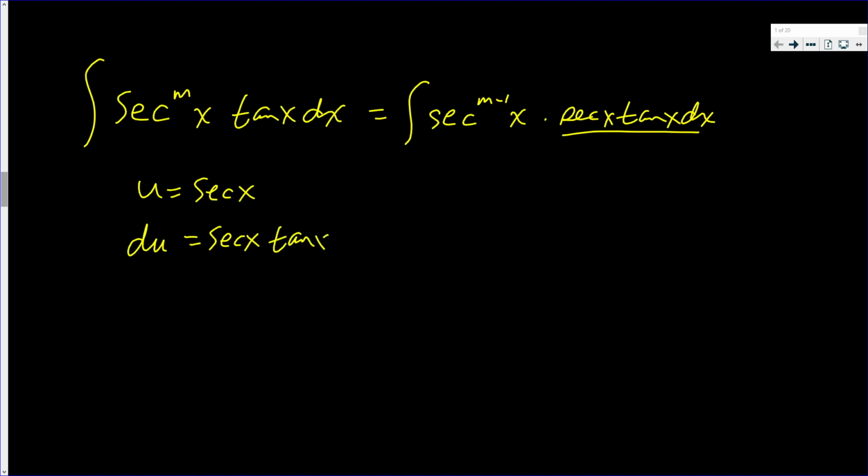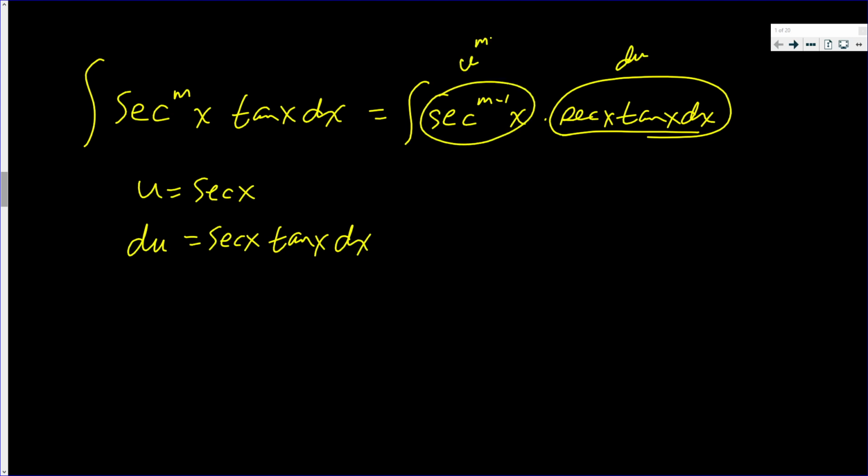Secant x tangent x dx. So that's du, and this here is u to the m minus 1. Let's assume that m is not 0, because if m is 0, then this is u to the negative 1 du, which is an ln. So what you get is u to the m minus 1 du.